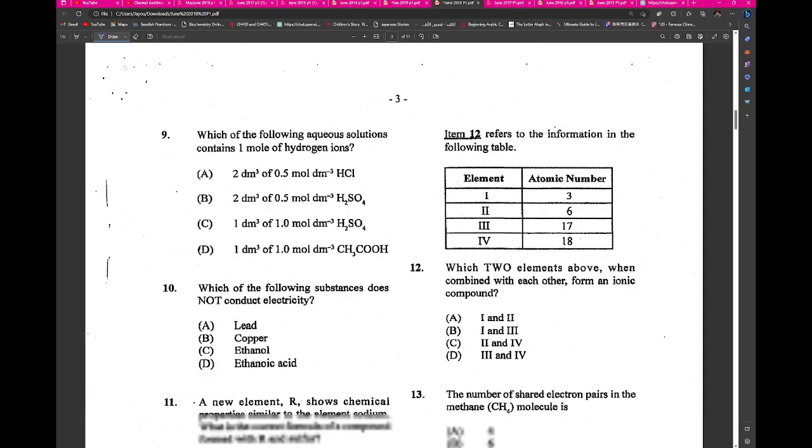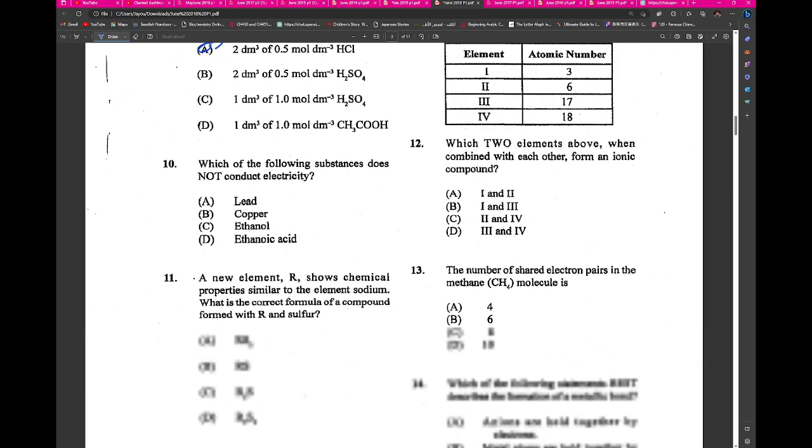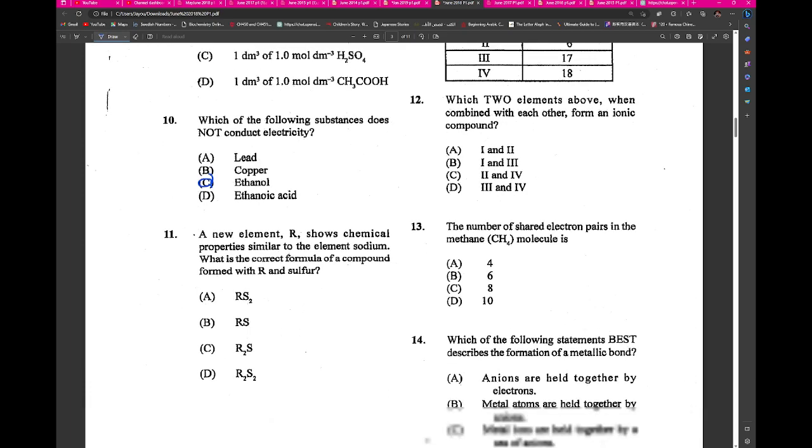Which of the following aqueous solutions contain 1 mole of hydrogen ions? So, you have a half a mole of sulfuric acid. There would be 1, and I would do it. No. It would be the best answer here. Right? Which of the following substances does not conduct electricity? Right? We're going to go with ethanol here.